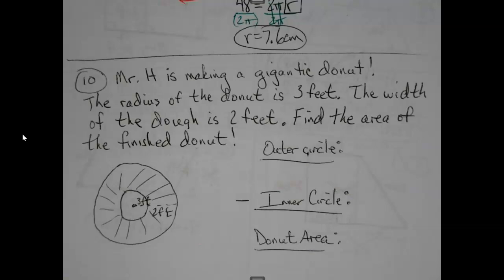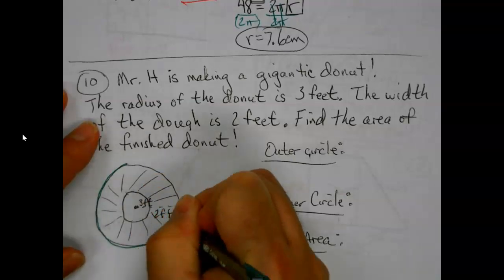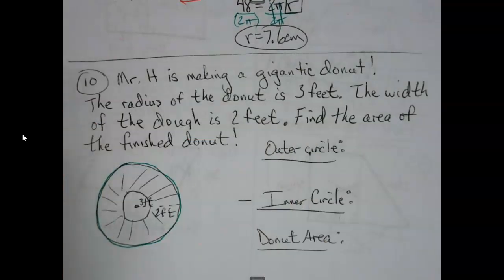So Mr. H making a giant donut. The radius of the donut is 3 feet. That'd be awesome. The width of the dough is 2 feet. Find the area of the finished donut. Okay. So we've got this outer circle. Let me do some color action here. So here's if we didn't have a hole in the donut.